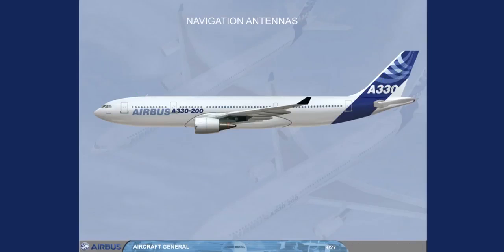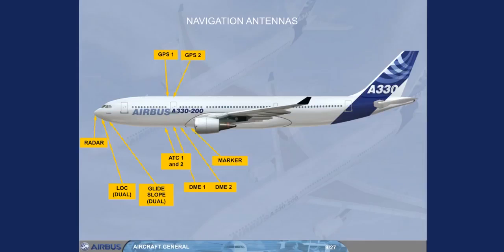Let's now have an overview of the location of the navigation antennas. Radar, localizer and glide slope, ATC 1 and 2, DME 1 and 2, GPS 1 and 2, marker, TCAS, ADF 1 and 2, radio altimeter 1 and 2, and VOR.